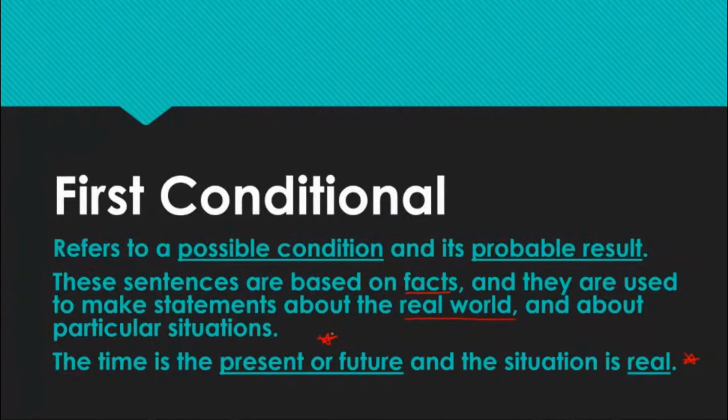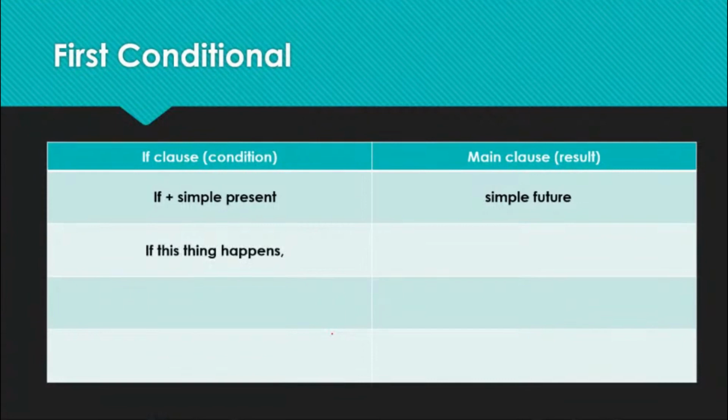So let's see what this all means. Let's look at a table for first conditional. If, simple present, and our main clause, simple future. So here, if this thing happens, that thing will happen. And remember, this is to talk about real things.